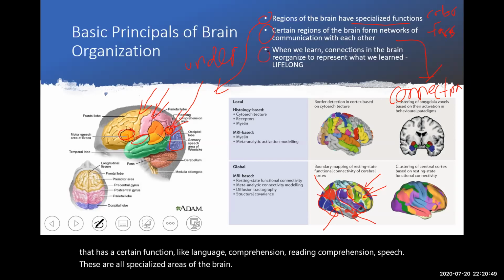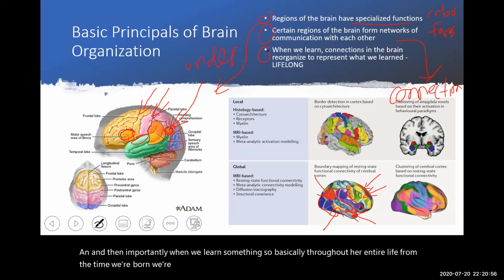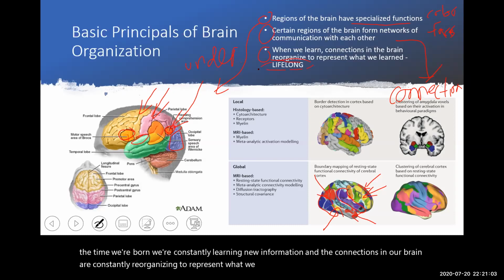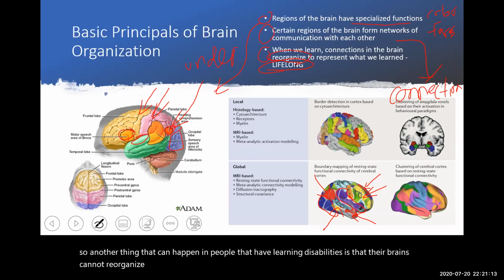And then importantly, when we learn something, so basically throughout our entire life from the time we're born, we're constantly learning new information, and the connections in our brain are constantly reorganizing to represent what we have learned. So this is a lifelong process. And so another thing that can happen in people that have learning disabilities is that their brains cannot reorganize as quickly or as effectively as an average typical brain. So they call this synaptic plasticity.